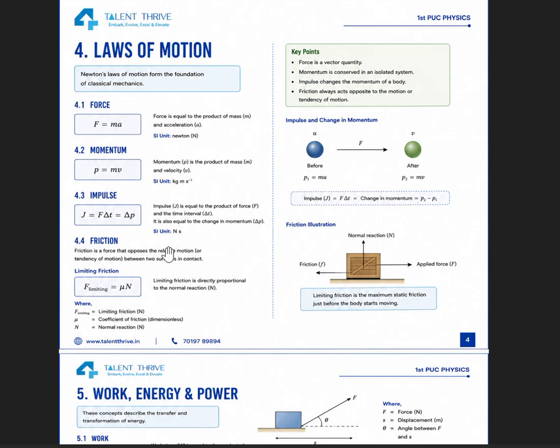Friction next. Actually you have limiting friction and many things. I have given certain key points here also. Please go through these things, which can really help you a lot.